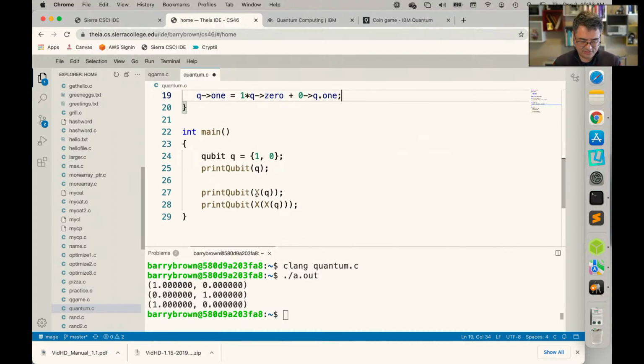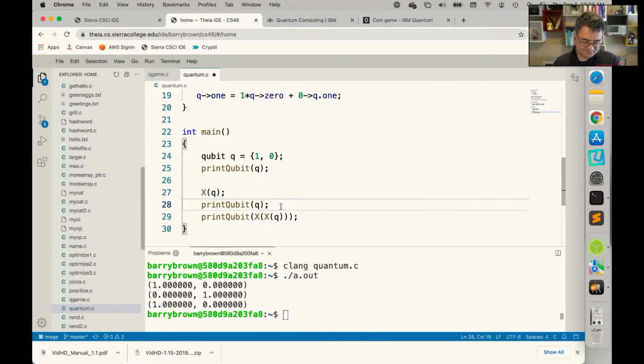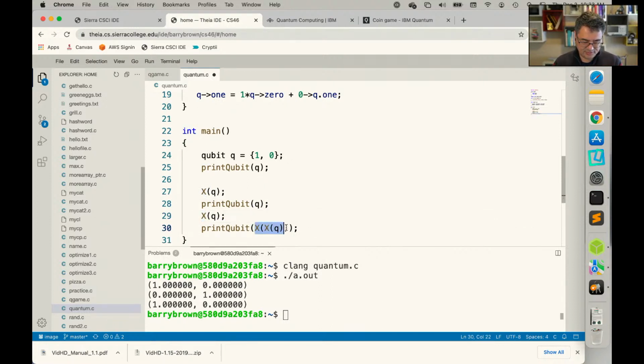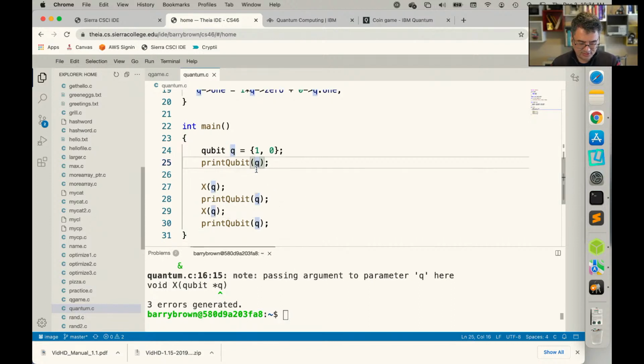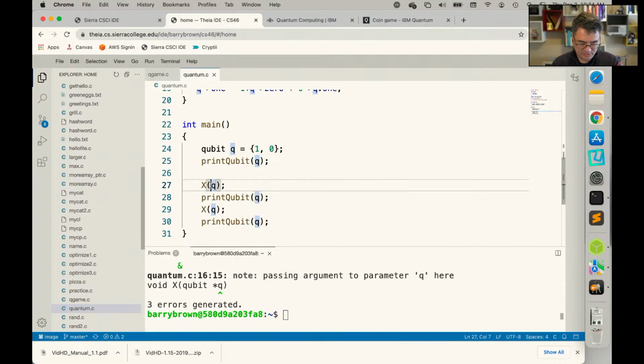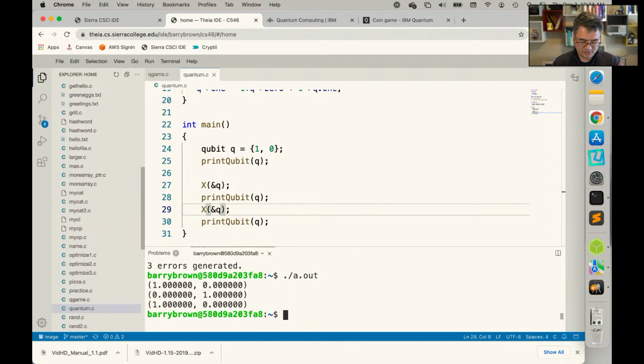And then here, we can't just apply the X operation and then print it out. We actually need to do the X operation on the qubit and then just print out the value of Q. And then we can do the X operation on the qubit again and then just print out Q. Oh, we have to pass in the address of this because we have to pass in the pointer to it. There we go.